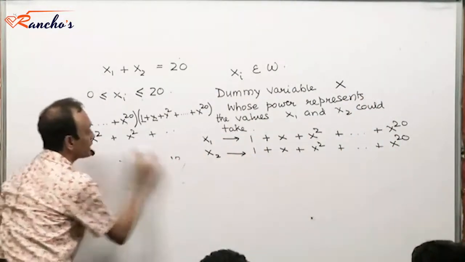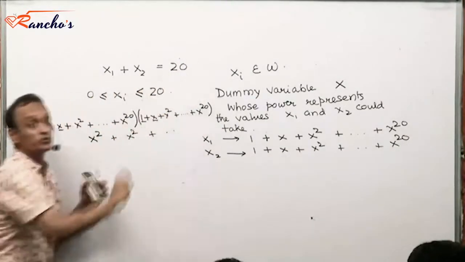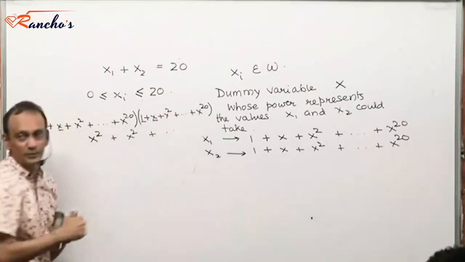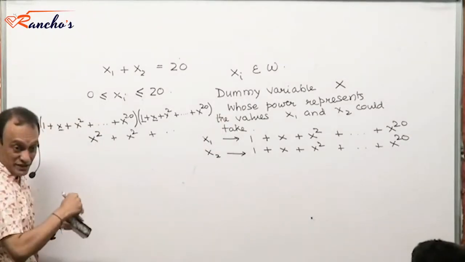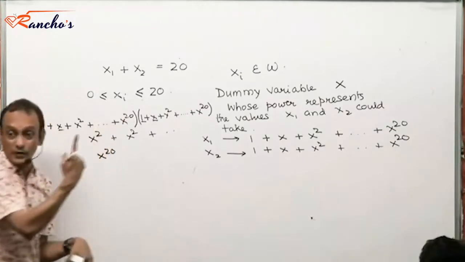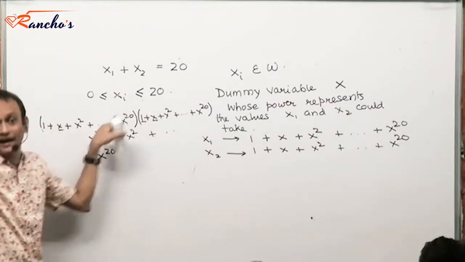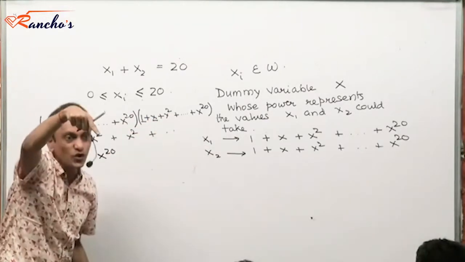And I could have said the following. This time I want x1 and x2 to add up to 20. Now there are various ways in which x1 and x2 could add up to 20. So in this multiplication, I would seek the coefficient of x power 20. Every time x power 20 appears, it's like I have taken some power of x here and some power of x here. That means x1 and x2 have added up to 20.